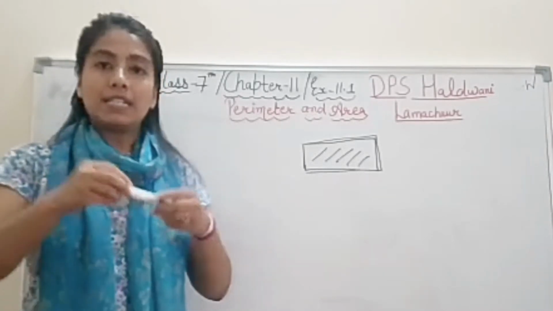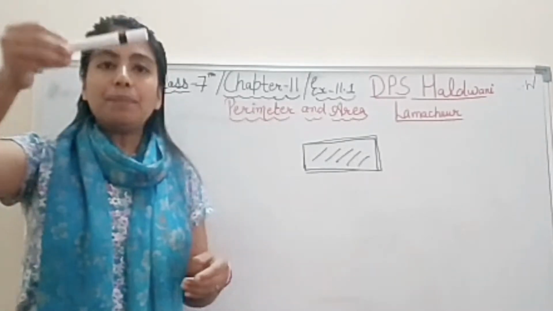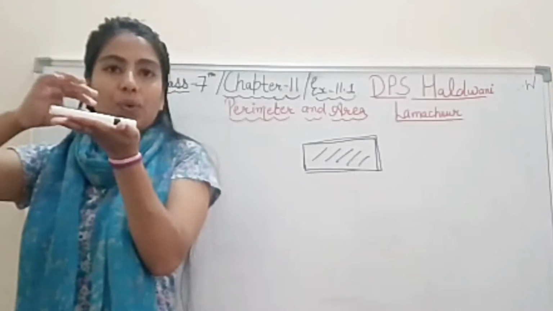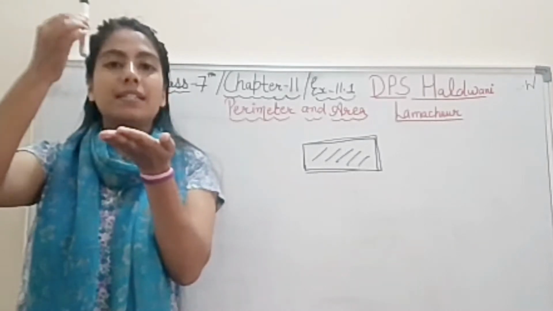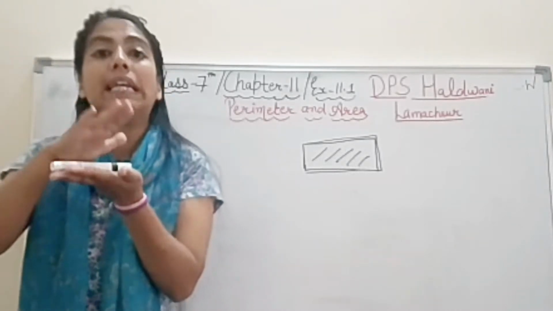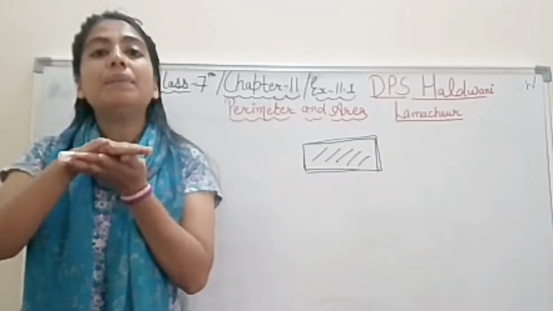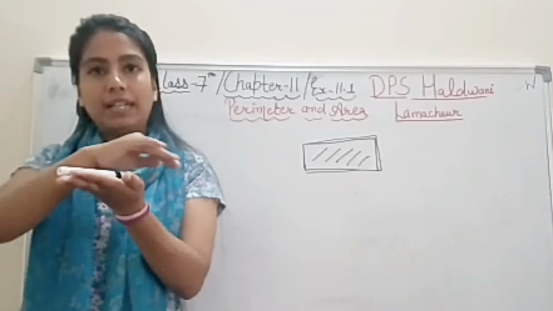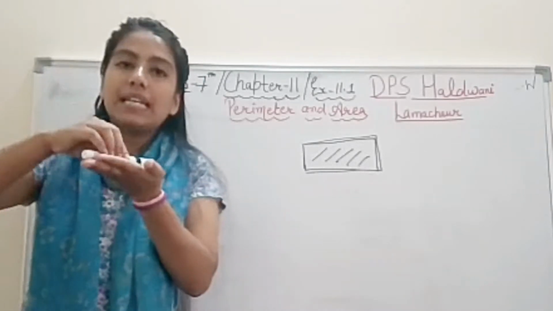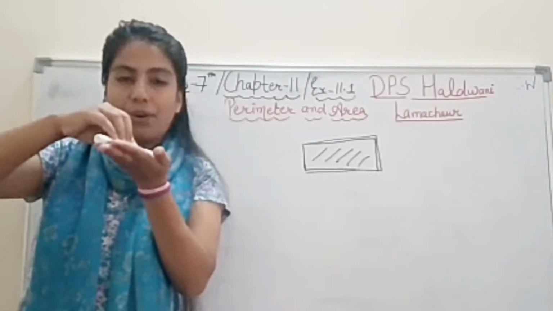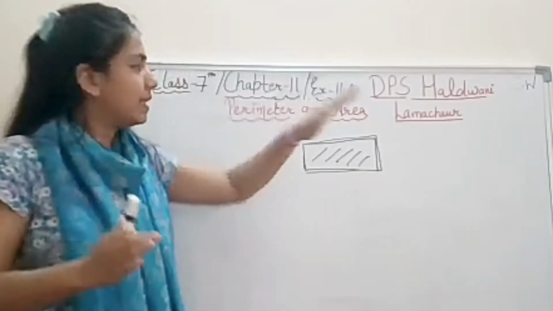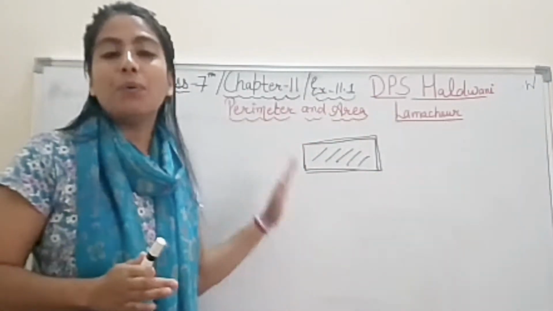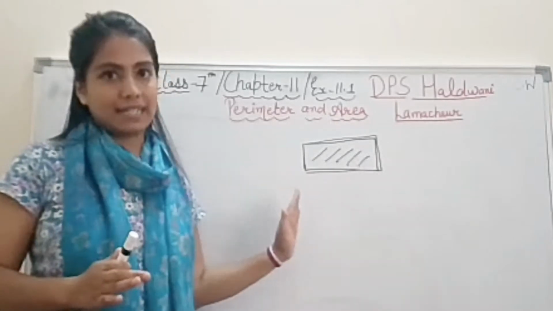Suppose this is a marker. If I keep this marker on a table, how much space this marker occupies is called area. And if we take out the perimeter, we will take the surrounding of this table. Right, students? Area is the inside of a given figure, and perimeter is the outer side, the surrounding, the sum of all sides.